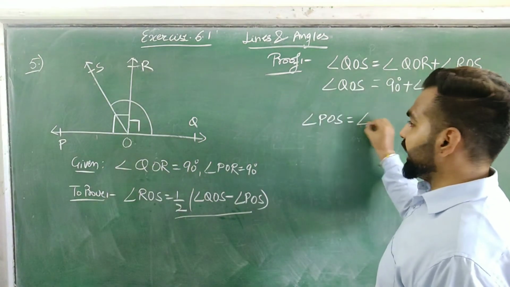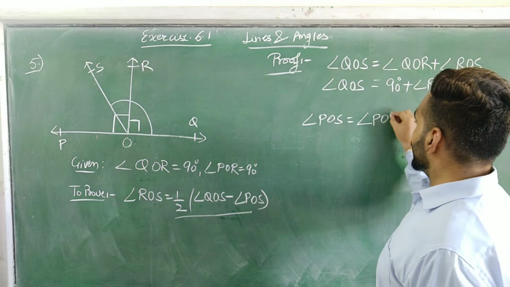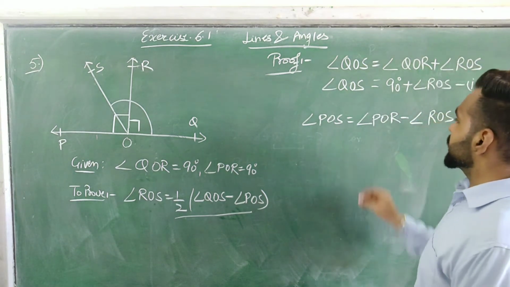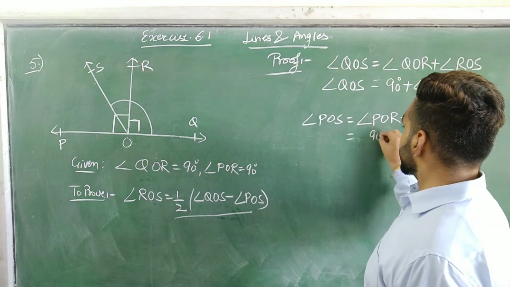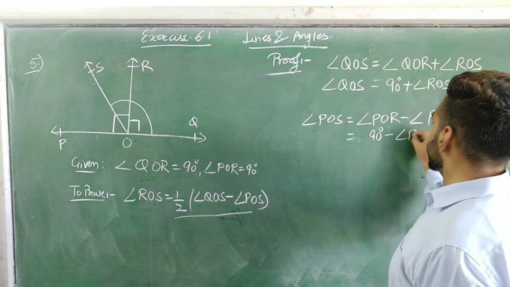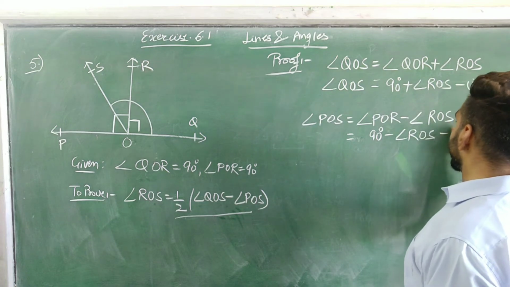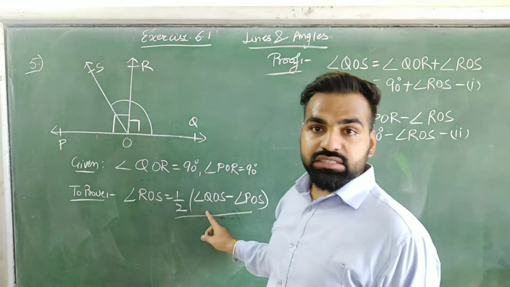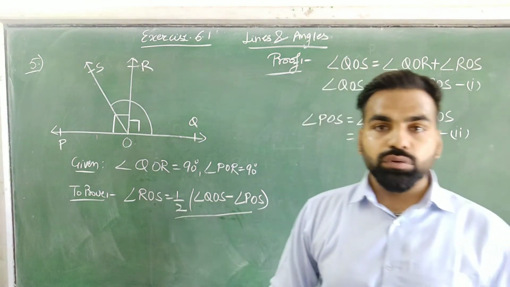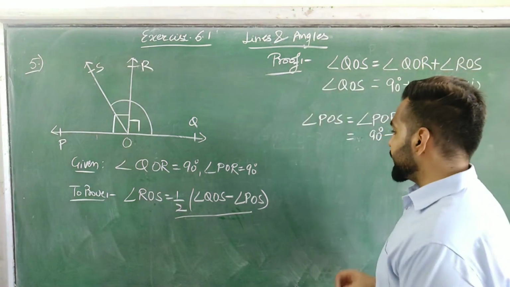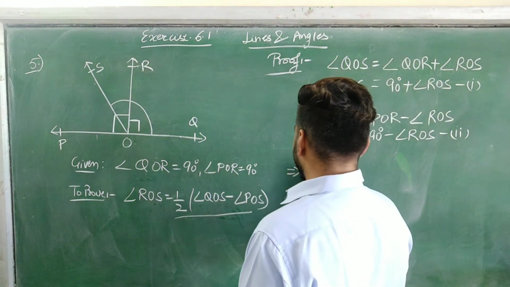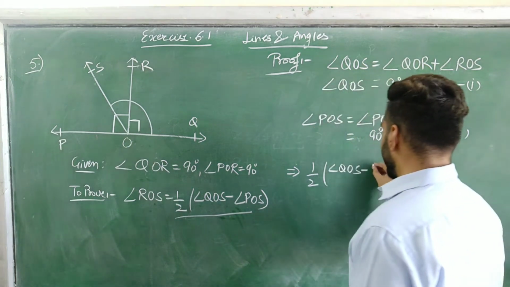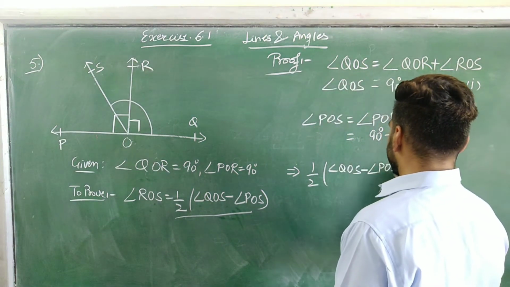So angle POS will be angle POR minus angle ROS. So angle POR is 90, so this will become 90 minus angle ROS. This is second equation. Now we will put these two values in RHS, and if the answer is equal to LHS, then we will get the proof. So take half angle QOS minus angle POS.